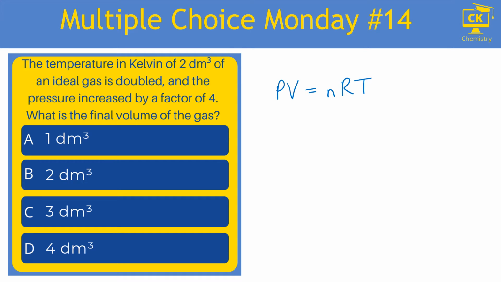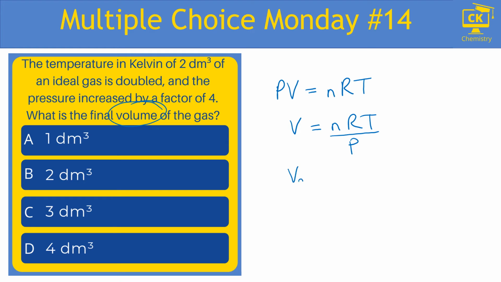The question is asking me what happens to the volume, so I'm going to rearrange the equation in terms of volume and make it the subject. So volume is equal to nRT over P. In this instance, n remains the same and R remains the same because it's obviously a constant. So I'm not changing the number of moles, not changing the gas constant.